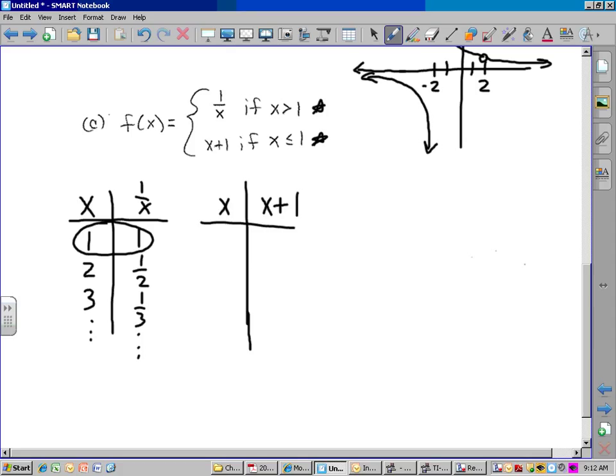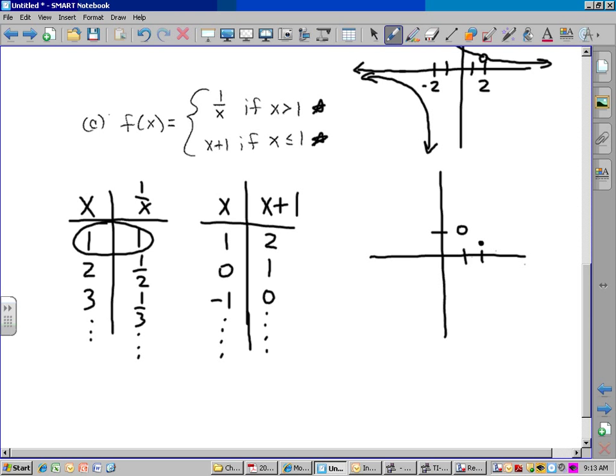So that's definitely going to be okay. So we go 1, 0, -1, and so forth. 2, 1, 0, and so forth. I'm not going to circle anything because they're all solid dots. So let's take a look at this graph. 1, 1, open dot. 2, 1/2, solid.